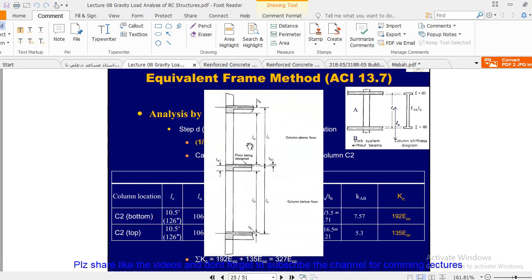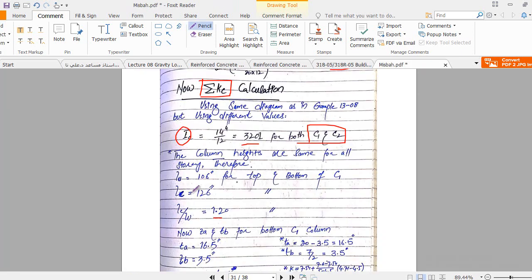You see LU for, let's say for example, we are calculating for this floor, that is our interior floor. Now for this interior floor, our LU and LC. Remember, this is the bottom column, this is the top column. Clear? I think it is calculated for the column heights being the same for all stories.